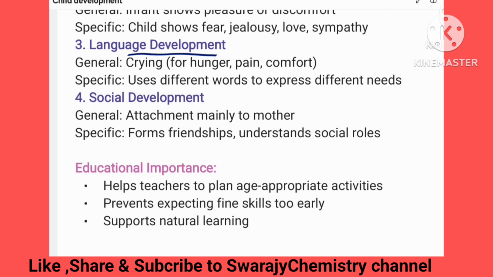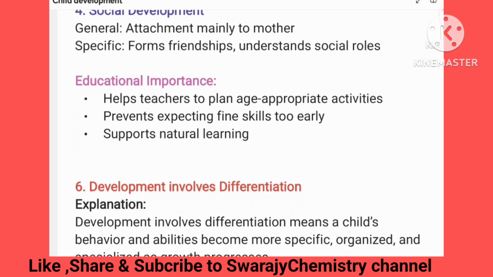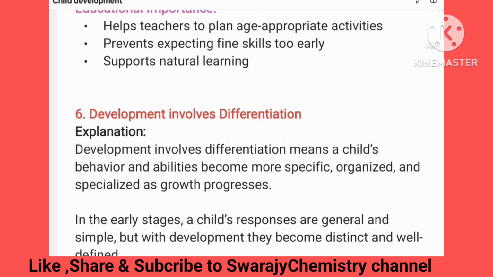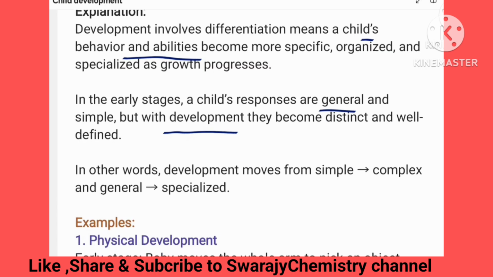Educational importance of these principles: helps teachers to plan age appropriate activities, prevents expecting fine skills too early, supports natural learning. The next principle is development involves differentiation. This means that a child's behavior and ability become more specific, organized, and specialized as growth progresses. In the early stages, a child's responses are general and simple, but with development, they become distinct and well defined. In other words, development moves from simple to complex and from general to specialized.